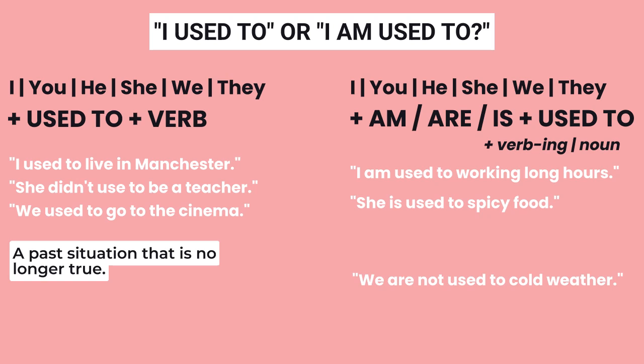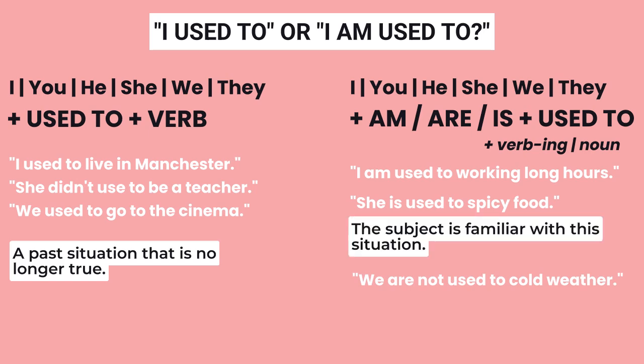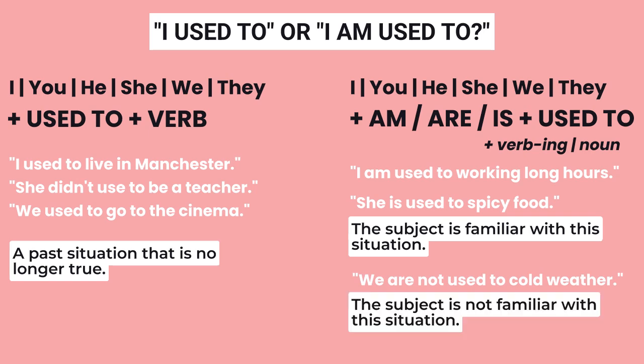When we say that we are used to something, what we mean is we are familiar with this situation. We are familiar with this thing. I'm used to working long hours because this has been my routine for the past 10 years. I am familiar with this. If I use this in a negative way and I say that I am not used to something, this is because I am not familiar with the situation. We are not used to cold weather, means this is quite new for me. This is not something I'm familiar with. Even this is not something I'm comfortable with. I am not used to it. So it's a very important difference.